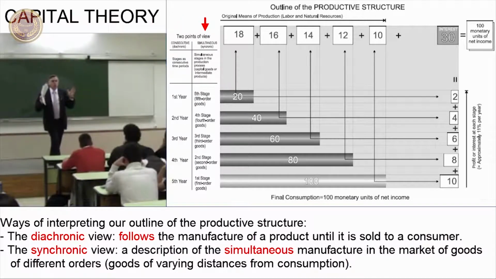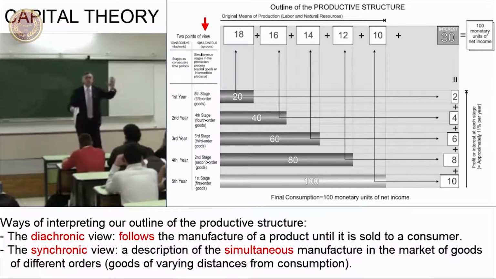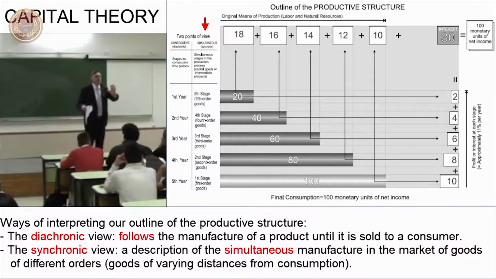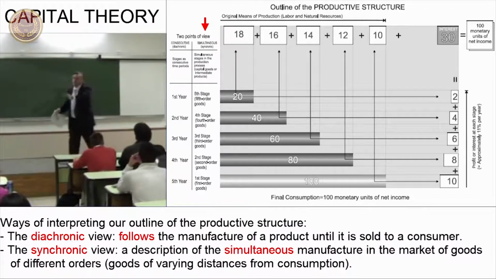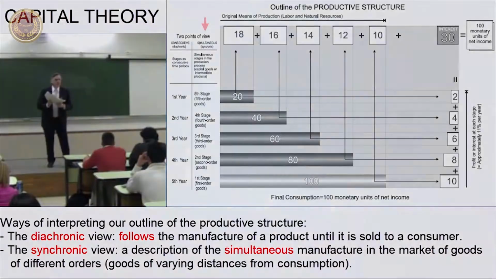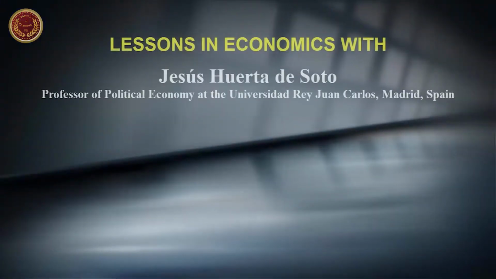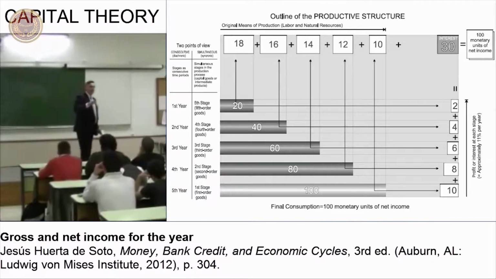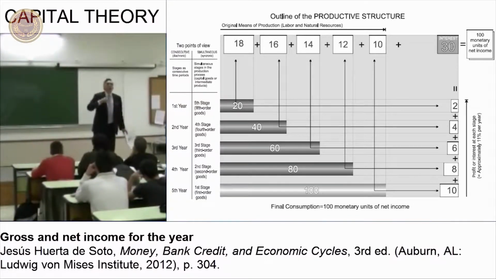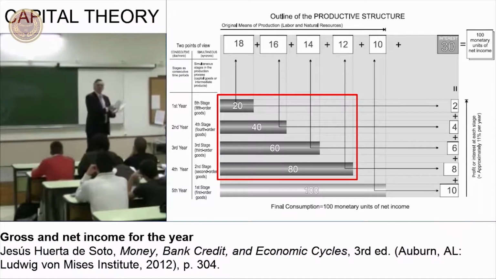We can also take a snapshot of the productive structure today, this year, to get a simultaneous view of the workers and companies specialized in the fifth, fourth, third, second and first stage, the stage closest to consumption. In the future, when you finish your degree and go to work, you will start working at a company, most likely a company far from the stages in direct contact with consumption.